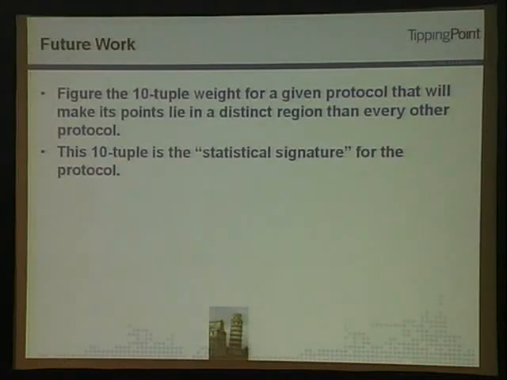What we are planning to do in the future: right now, all the coordinates were scaled to a maximum of 2,000, so one coordinate was not weighed much more than the other. What we are planning is a weighted scaling of the coordinates. We have a 10-tuple, a set of 10 values, which can act as a weight to each of these scales. Ideally, let's say you take Skype traffic, we want Skype to lie in a really distinct region in that 10-dimensional space compared to any of the other protocols. And we can use scaling to do that.